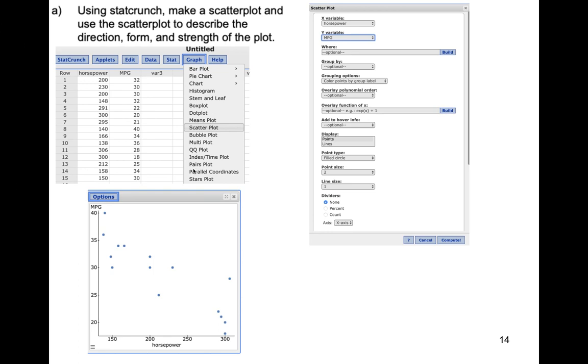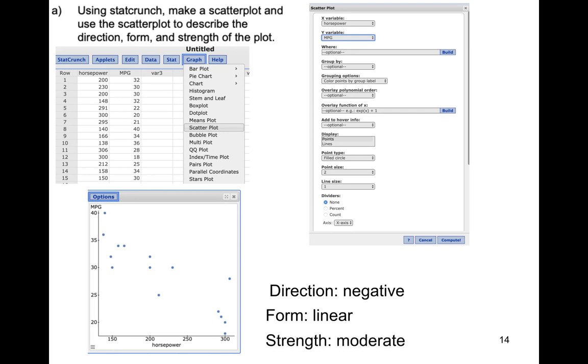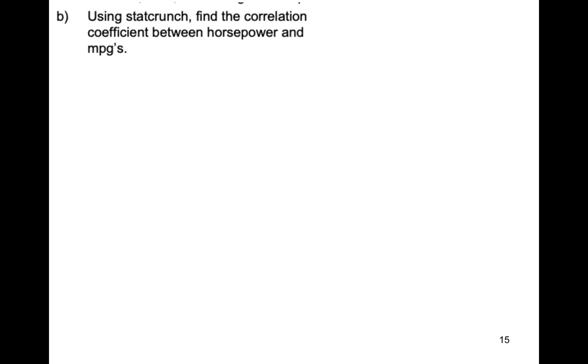And we can see from the scatter plot, it's clearly a negative direction, right? I would say it's linear. It's not perfectly linear, but it's close to linear. And in terms of the strength, I would say it's certainly not strong. It's certainly not weak because you can see the pattern. I would call it somewhere in the middle. So we'll call it a moderately strong linear negative scatter plot. Okay, so that's how we use StatCrunch to make a scatter plot.